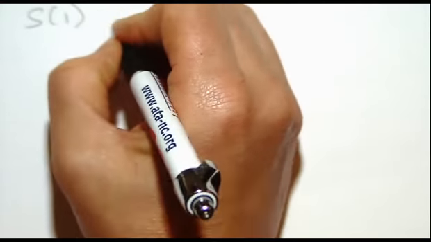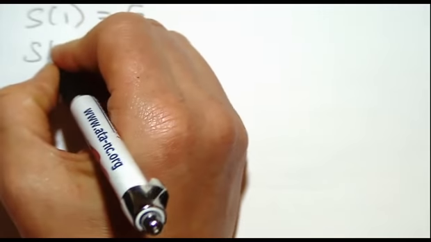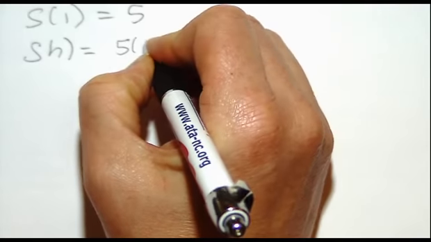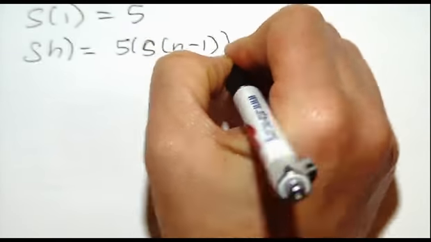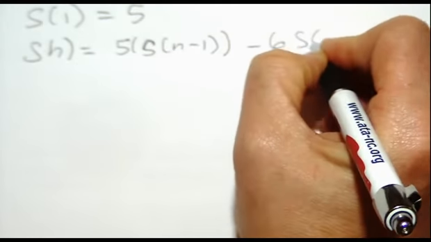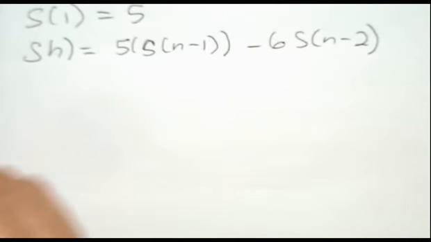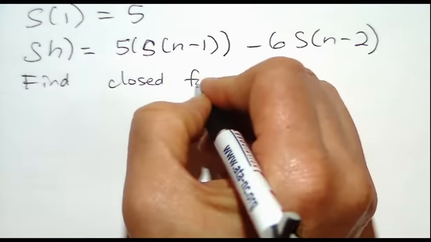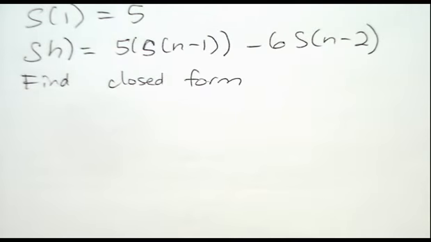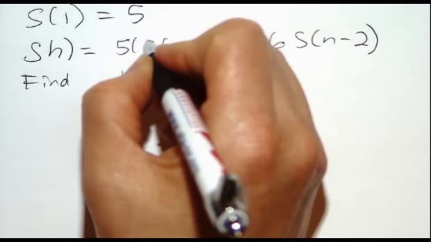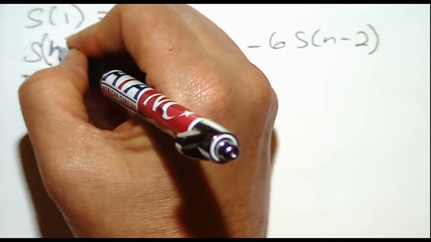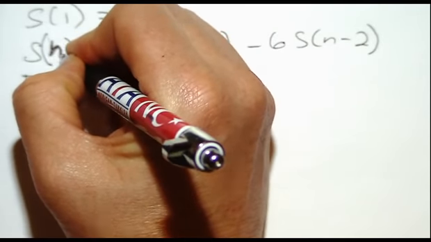S of 0 is equal to 2. S of 1 is equal to 5. S of n is equal to 5 times S of n minus 1 minus 6 times S of n minus 2. And I want to find the closed form. That's an S, that's a 5, sorry. So this recurrence, oh, that's what you were wondering what the heck that was, sorry.